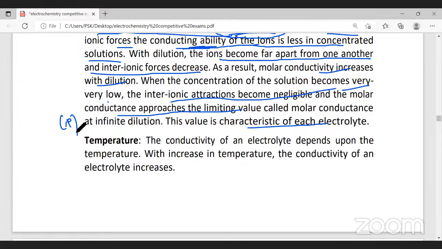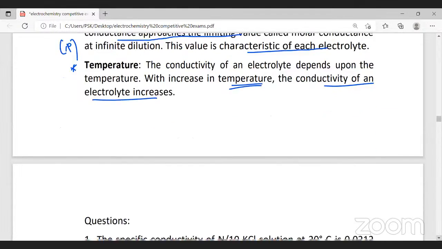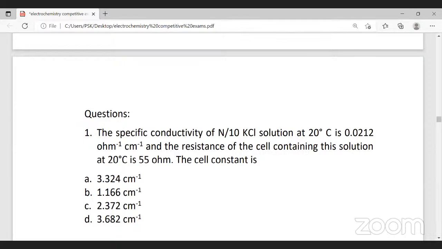The second one is concentration, we learned. Third one, how conductivity depends on temperature. Conductivity of an electrolyte depends upon the temperature. With increase in temperature, what happens? Conductivity also increases. Why? As we increase the temperature, the kinetic energy of ions will increase. Therefore, conductivity will increase. So these are the factors affecting conductance. What are the factors affecting conductance? One is nature of the electrolyte. The second one is concentration. And the third is temperature. These are the three factors which affect the conductance.